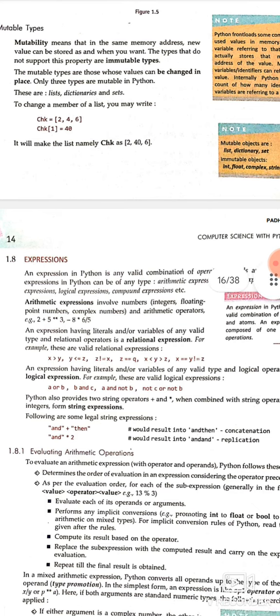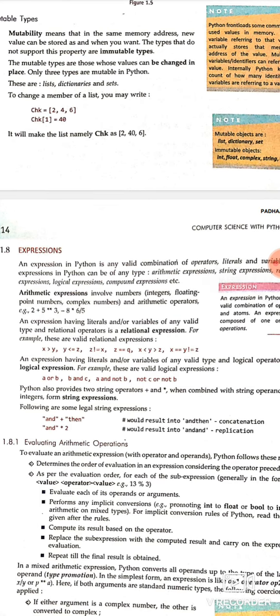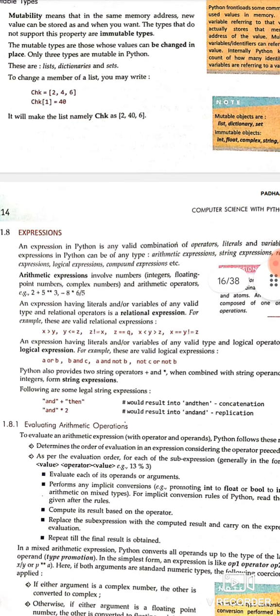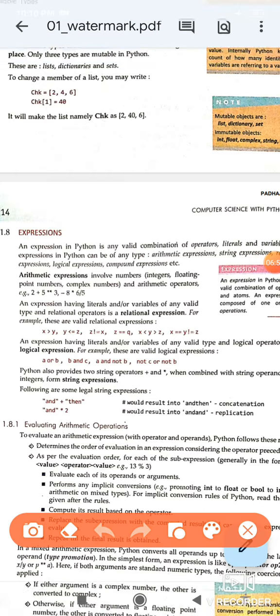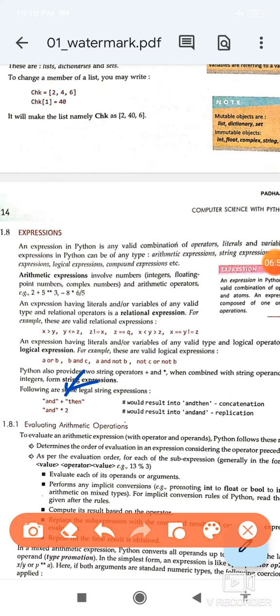Next, we have logical expressions: or, and, not, that is not C, not B, all these things. Then we have the string operation, that is concatenation. If we use the plus symbol between two strings, as I was telling you, we are taking input as a string.